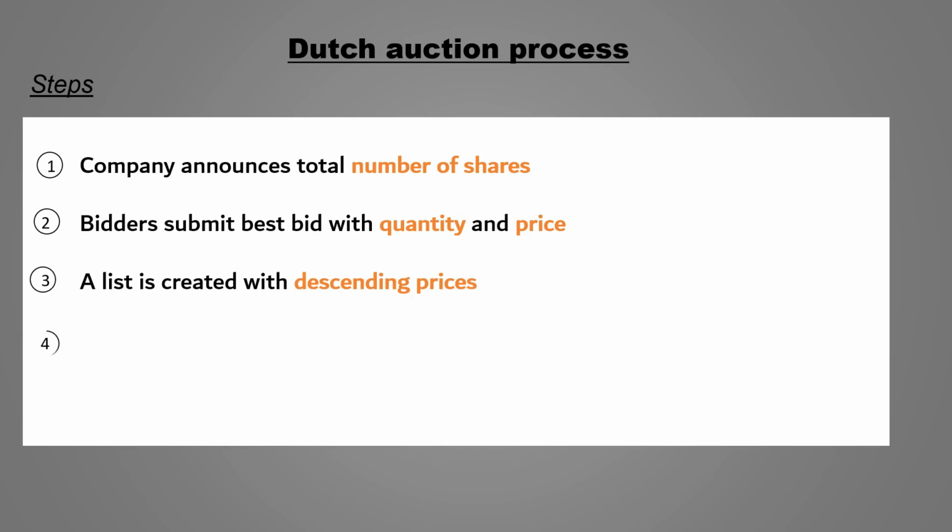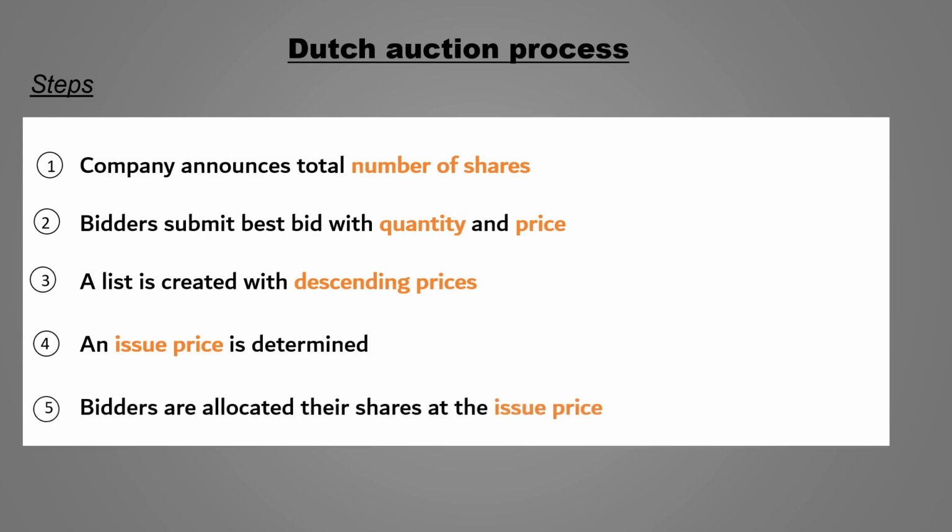Later on, the final issue price is determined. It is the price that covers the full offer quantity. You'll understand this point better in the coming example, which explains the entire Dutch auction process. And finally, after the issue price is determined, all the investors are then allocated their shares at the final issue price. They are only required to pay the issue price and not their quoted price.